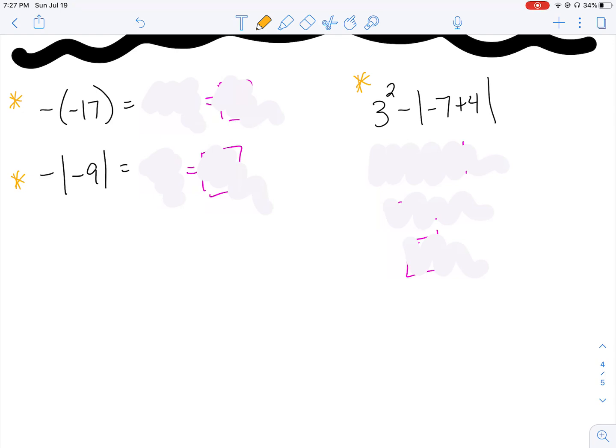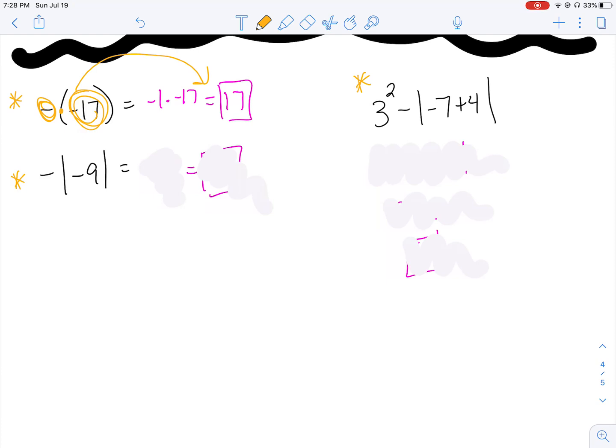Well, you can think about this a couple different ways. You can think about there being really an invisible 1 that's right next to these parentheses being multiplied by the negative 17. So really, I can think about this being negative 1 times a negative 17. Well, negative times a negative gives me a positive 17. Or from a previous section, we can think about this as an opposite. We can think of the opposite of negative 17, well, is positive 17. Or you can think of those two negatives making a positive.